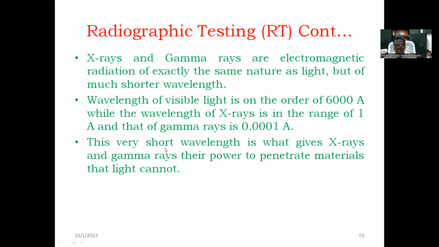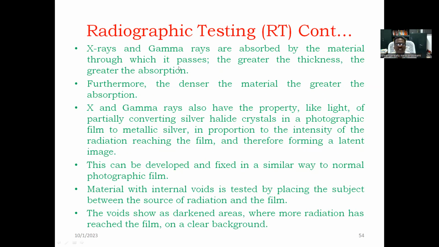This very short wavelength is what gives X-rays and gamma rays their power to penetrate material that light cannot. The X-rays and the gamma rays are absorbed by the material through which they pass. The greater the thickness, the greater the absorption. Furthermore, the denser the material, the greater the absorption.